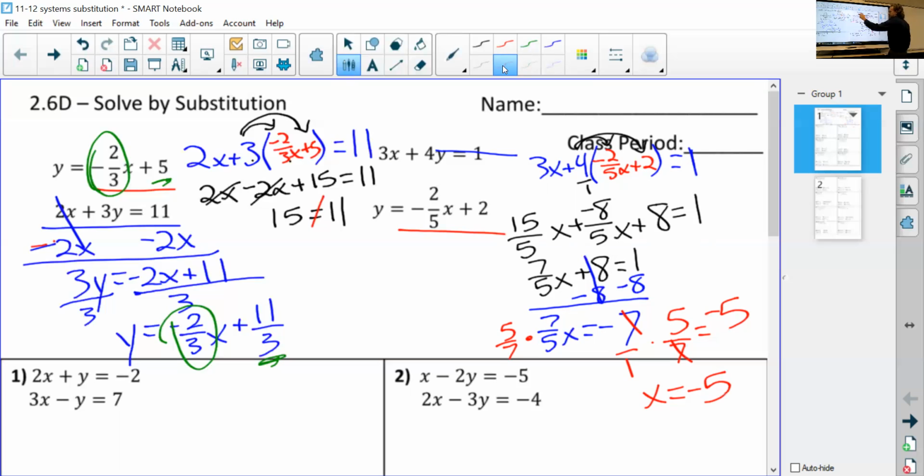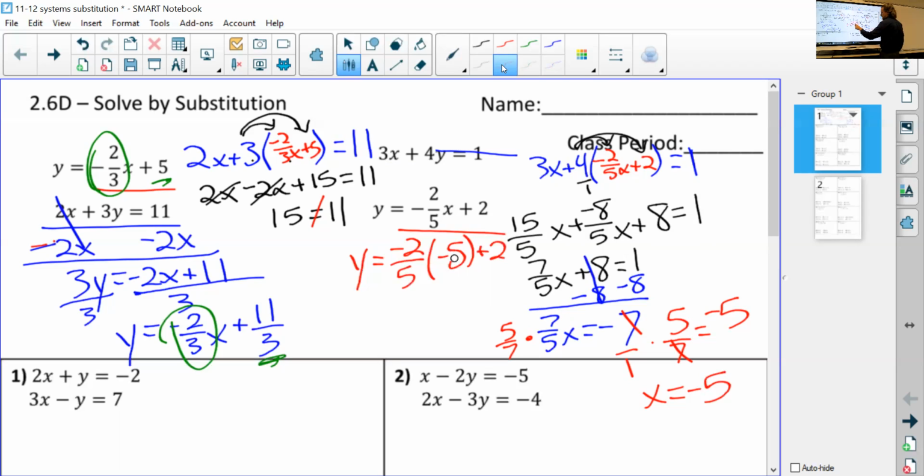Then I put it back into an equation to get y. Let's put it back into this top one because, no, let's put it in the bottom one, actually, now that I think about it. Because that one's already set up for y. And since the denominator is 5, this is going to come out to a nice even number here. So -2/5 times -5 plus 2.